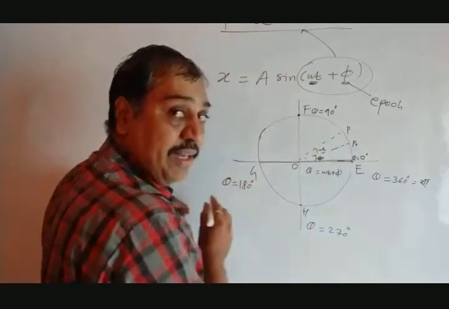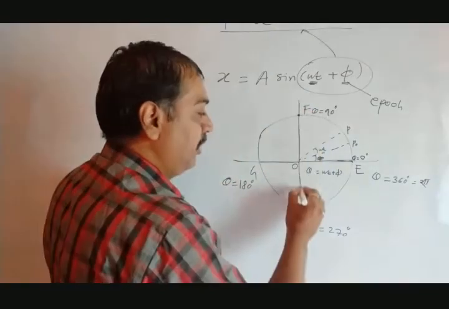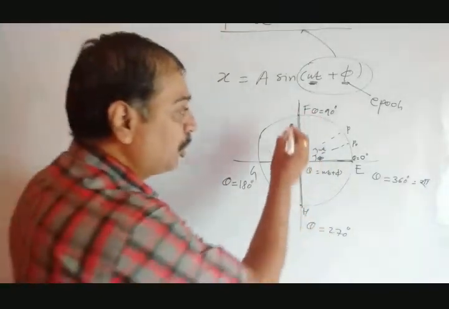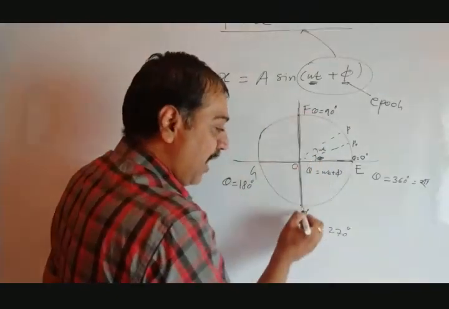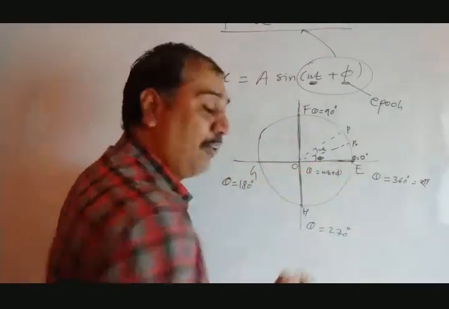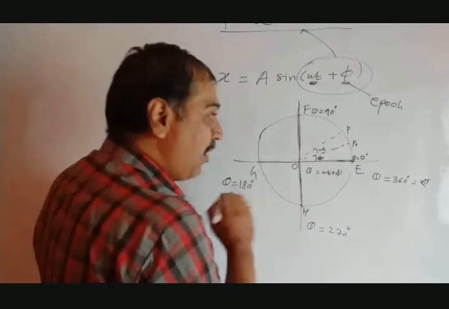Plus this 90. So this would be the mean position. Why is this the mean position? Because motion starts here. So F and H are said to be mean positions. G and E are said to be extreme positions. And in this situation, what is the value of theta?